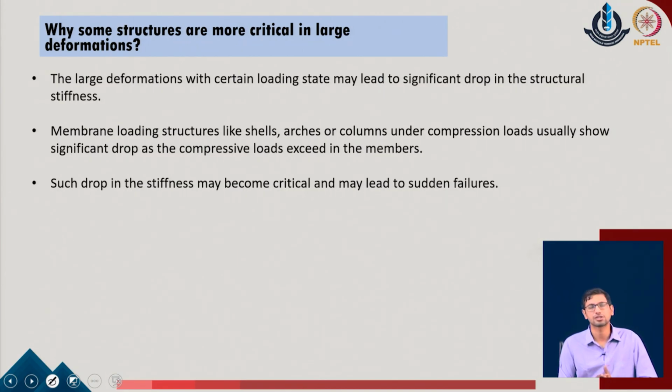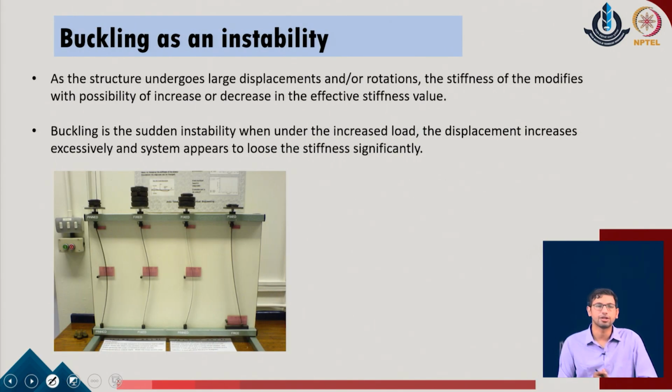It especially occurs in problems where membrane loadings are active on the system, like shell structures or arches, or it also happens with columns under compression, as we just saw. In these kinds of problems, where such loads decrease the stiffness of the system, as the stiffness reduces to a significant value, it can become critical for the given system, and such cases are typically considered as instability in the given problem.